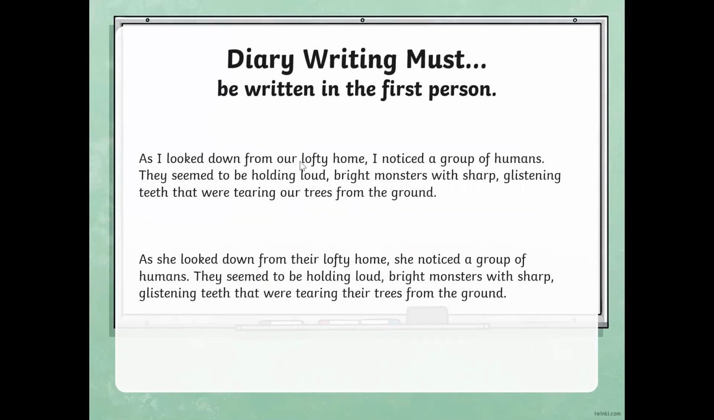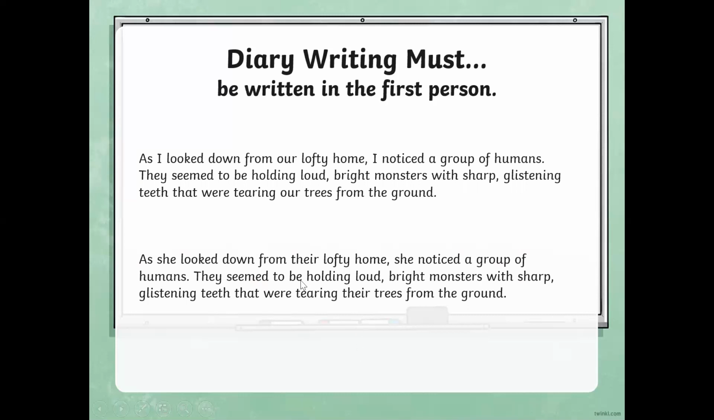As I looked down from our lofty home, I noticed a group of humans. They seemed to be holding loud, bright monsters with sharp, glistening teeth that were tearing our trees from the ground. The second example, as she looked down from their lofty home, she noticed a group of humans. They seemed to be holding loud, bright monsters with sharp, glistening teeth that were tearing their trees from the ground.